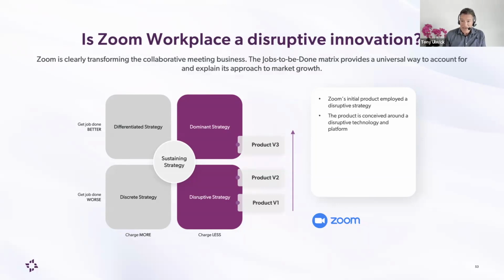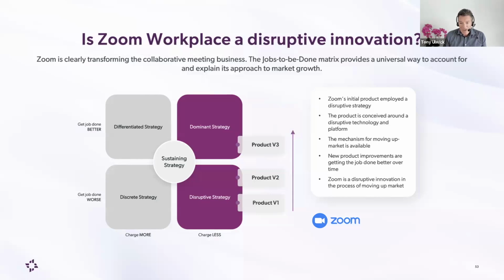So the product is conceived around a disruptive technology. It's a software platform. The mechanism for moving up market is available. New product improvements have been getting the job done better and better over time. So we would say Zoom is a disruptive innovation in the process of moving up market. So that draws a distinction of how you should think about going from a disruptive strategy to a dominant strategy over time and creating that sustainable competitive advantage.